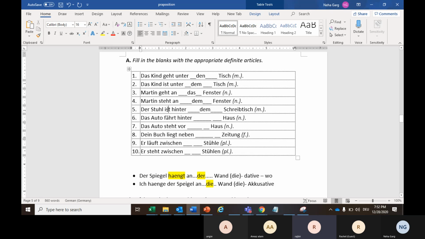Number 6. Could you please repeat this one, please? Okay. See the sentence. I told you, if you're not able to figure out if it's accusative case or dative case, just go with the verb. What is the verb here? Is. Something is already there. So there is no movement. So it's going to be dative case, right? If it's dative case, so that will change to dem. Number 6. Rachel. Das Auto fährt hinter das Haus.